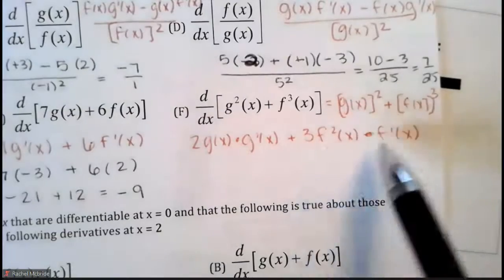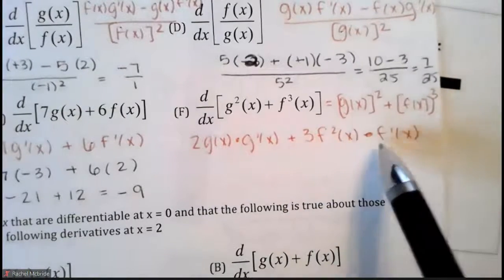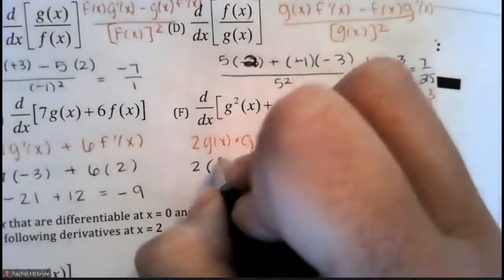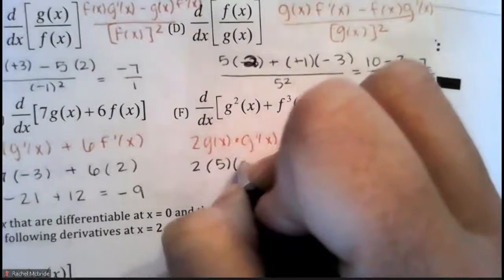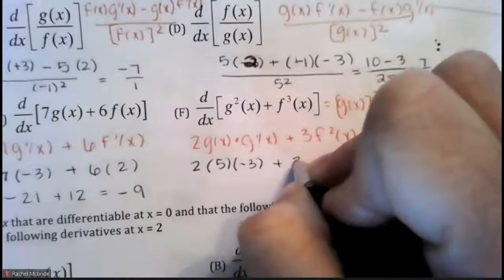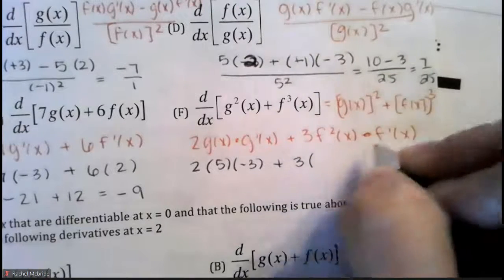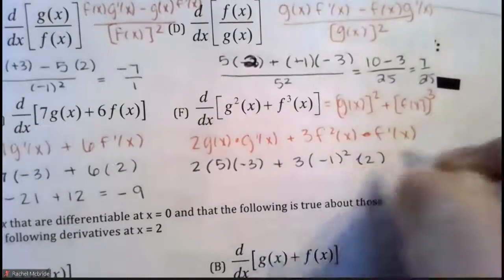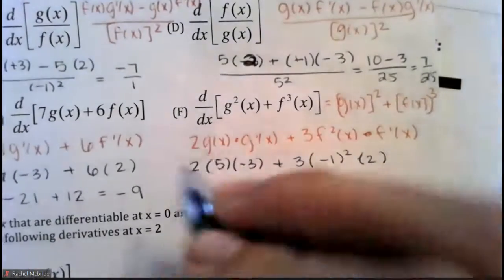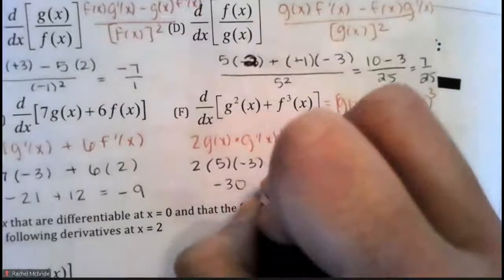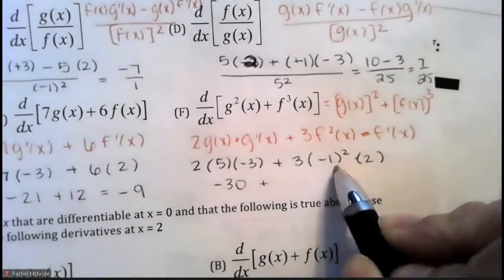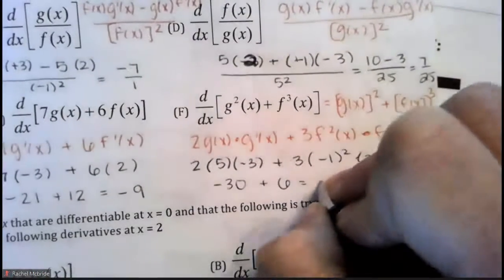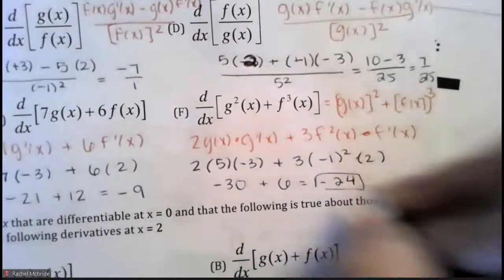Same over here with f, so it became 3 f of x squared times f prime x, which then became 2 times g of 0 times g prime at 0 plus 3 times f of 0 squared times f prime of 0. So then you had negative 15 times 2, which is negative 30. Plus negative 1 squared, which is 1, times 3 times 2, which is 6. So then you get negative 24.